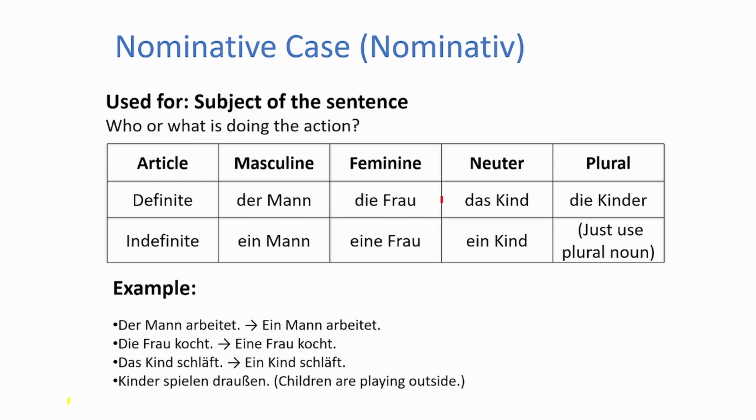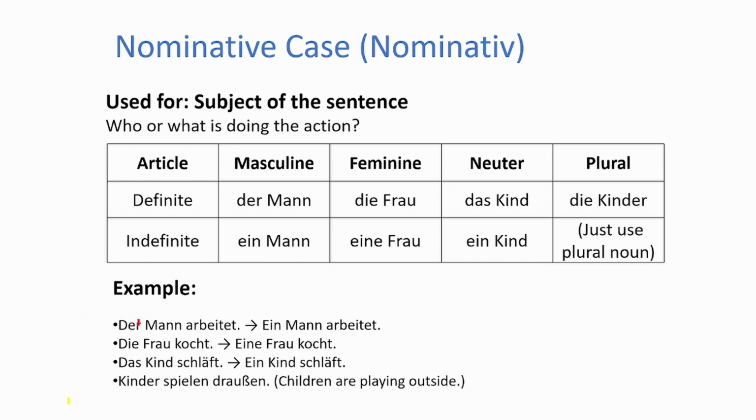Die Frau. Das Kind. And in plural it is die Kinder. Indefinite article: in masculine form, it is ein Mann. In feminine form, it is eine Frau. In neuter form, it is ein Kind. And in plural form, just use the plural noun. We can't use ein or eine.